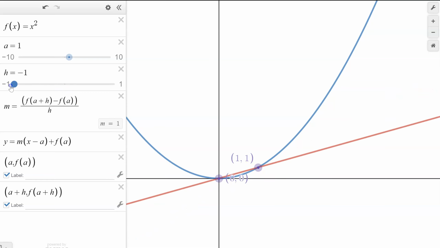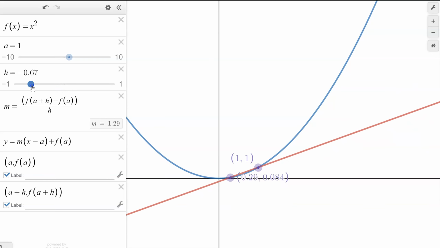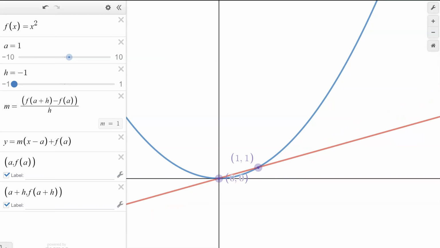And then we're going to go the other way. And so we're at -1, and then we change it. Our slope here is 1 at -1 away.